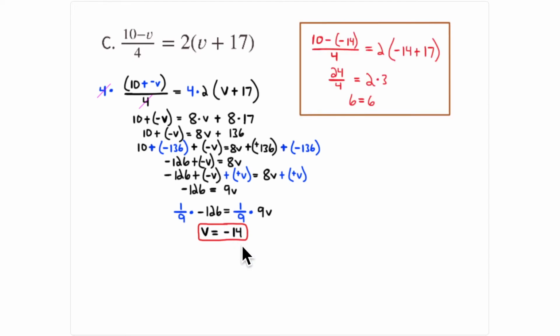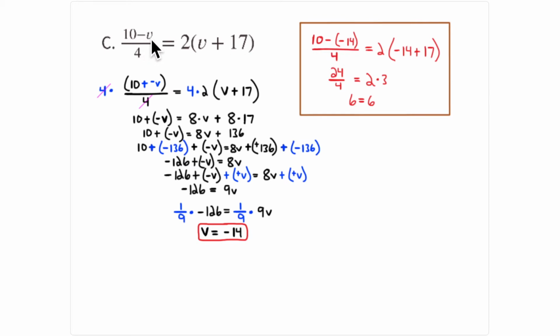Now to check that in the equation, plug negative 14 back into the equation. So here's v is equal to negative 14, and this v is equal to negative 14. And notice what you do right off the bat. You subtract a negative 14, so you're going to add a positive 14. So 10 plus a positive 14 is 24. So I make that change right away in the equation up here.